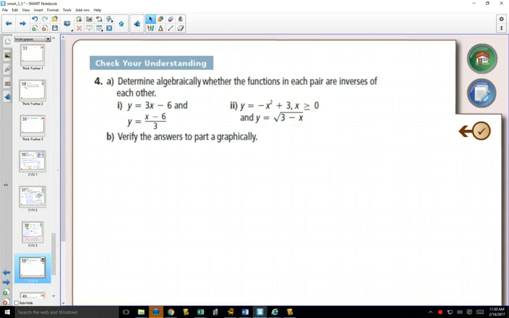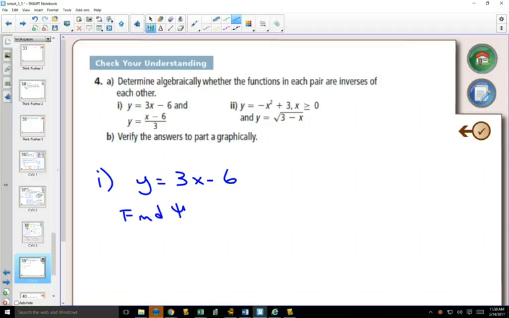Determine algebraically whether the functions in each pair are inverses of each other. So what you can do is you can take one of the equations. So in part I, if I take y equals 3x minus 6 and I find the inverse. How do I find the inverse algebraically?